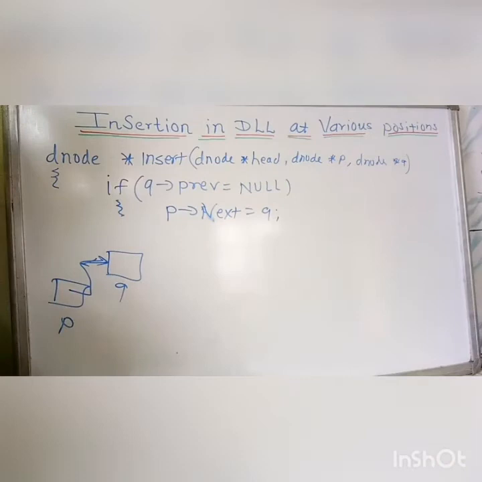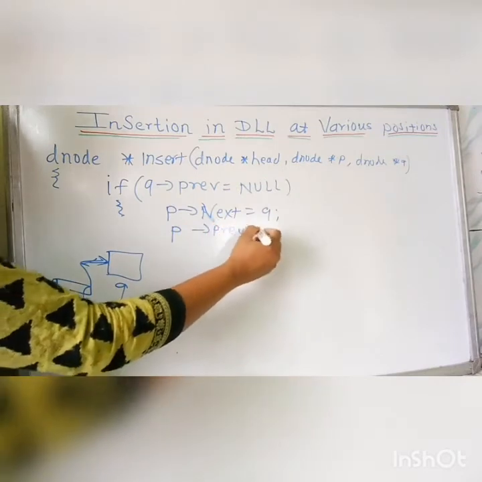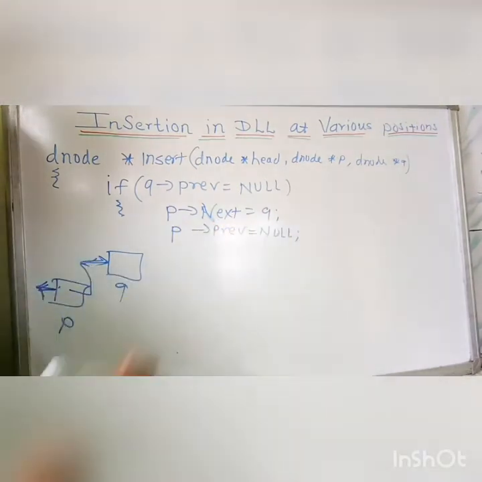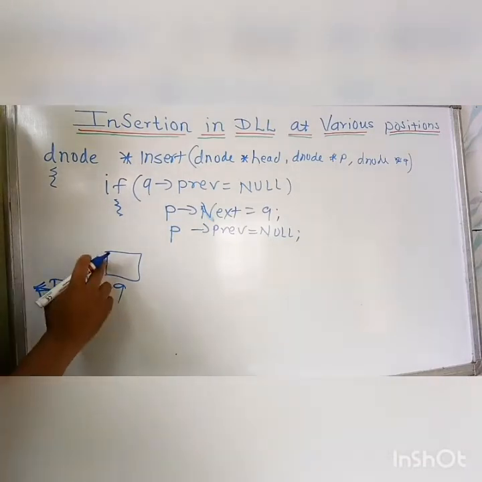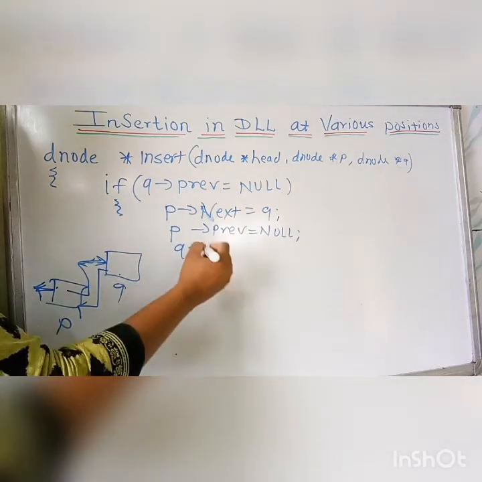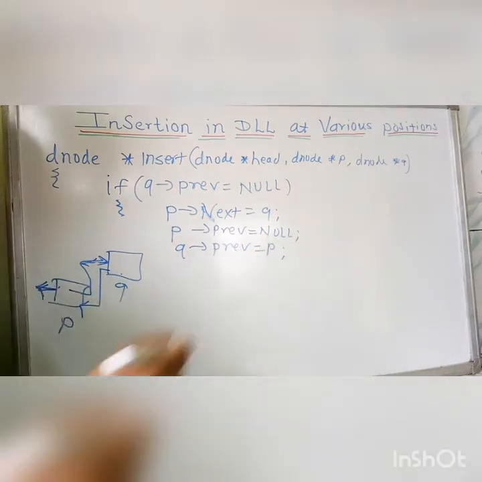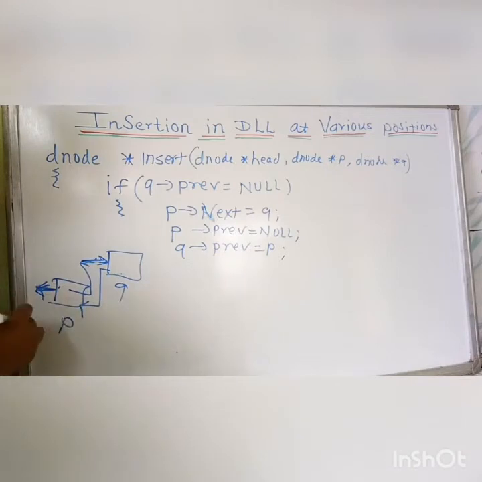Okay. Then P pointer previous equals to null. Why? Because it is going to be the first node and it does not contain any data previously. Now again, we have attached it forward, but it is a doubly linked list, so we have to attach both ways. Means Q pointer previous equals to P. And simply here we have attached both ways, making previous null.